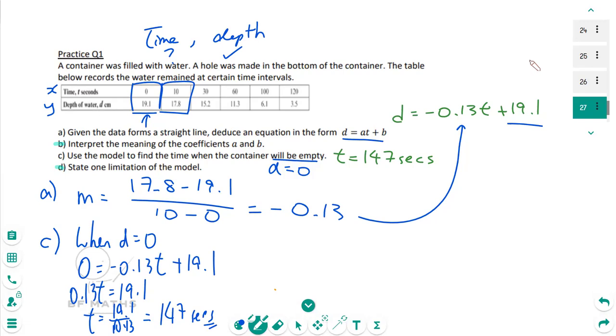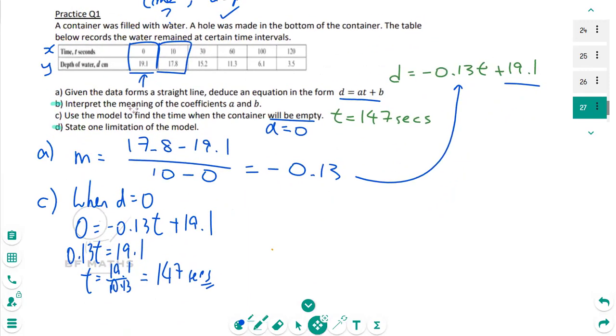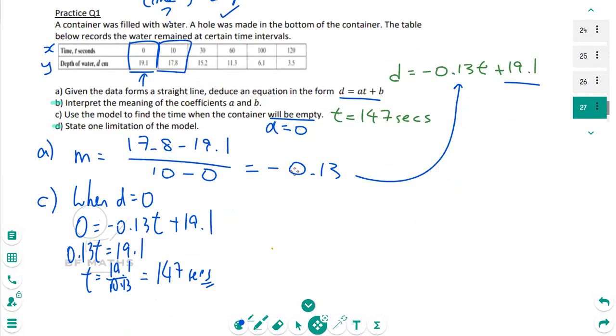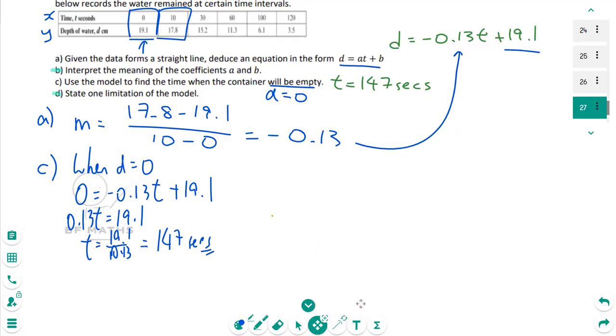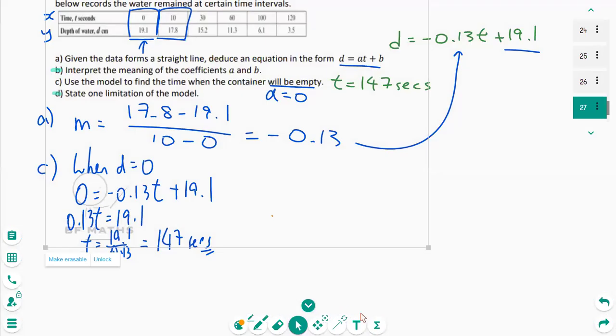Right, part B. So let's go through part B. Now, can I invite you to write down? We need to interpret the meaning of the coefficients A and B. A represents a gradient. So can you use the sentence structure which we just learned to write down the meaning of A? Pause the video. Have a go. I'm not going to write it out because of my beautiful handwriting. Instead, I'm just going to type it out.